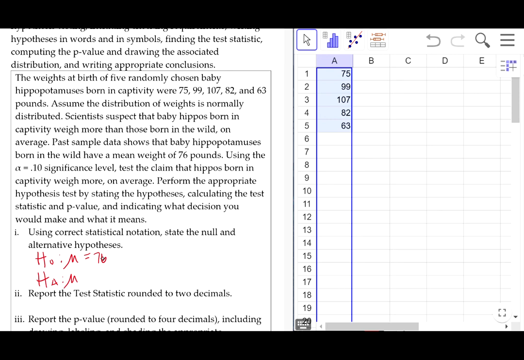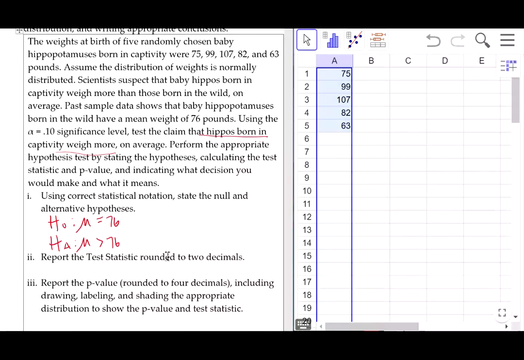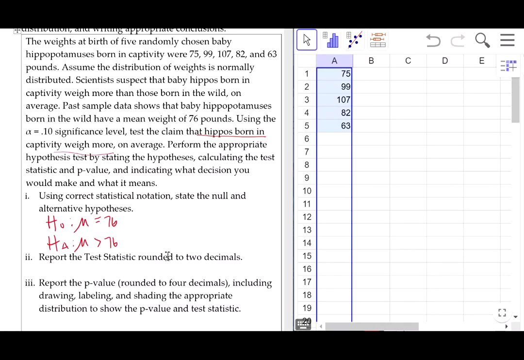Now our alternative hypothesis is this question here. We want to test the claim that hippos born in captivity weigh more. So because it's asking about weighing more, we're going to use a greater than inequality in the alternative hypothesis. Next, it says to report the test statistic rounded to 2 decimal places. We're going to do this in GeoGebra.